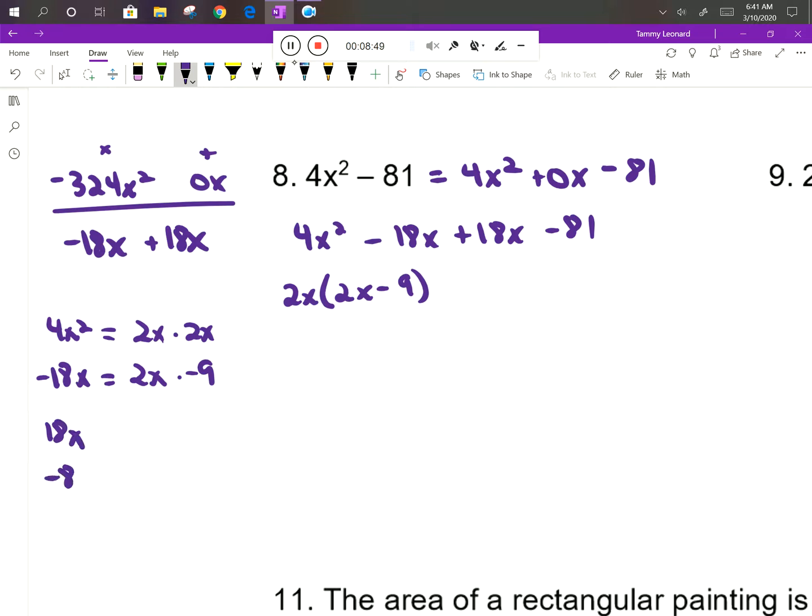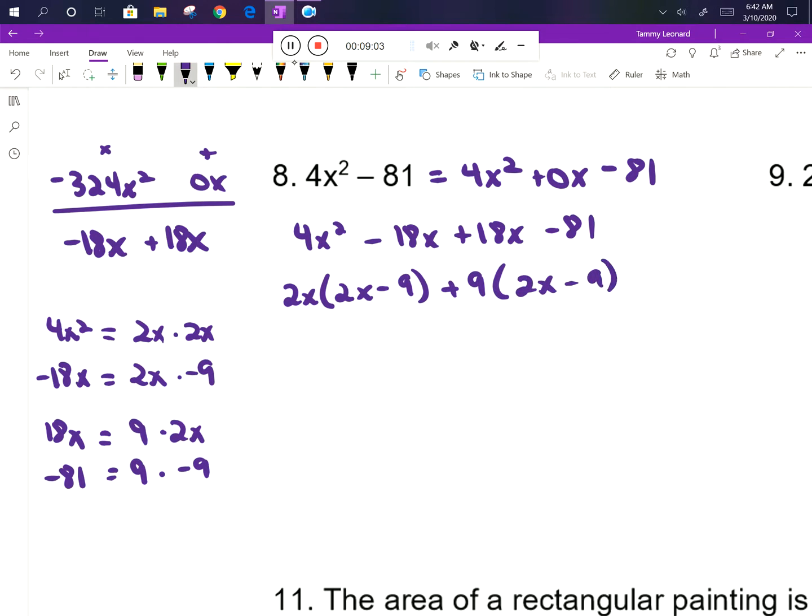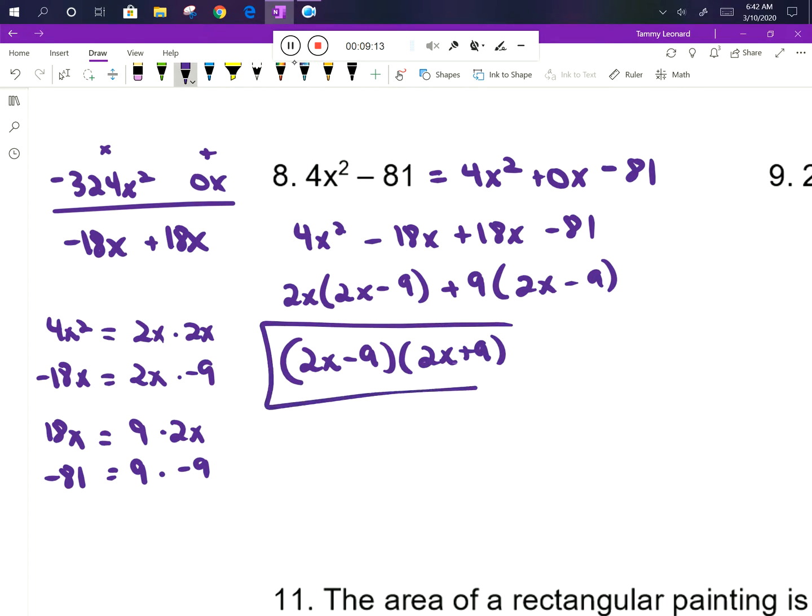18x and negative 81 have a 9 in common. So the top would have to be multiplied by 2x and the bottom by a negative 9. So I'm factoring out a positive 9, leaving 2x minus 9 in common. They share that binomial of 2x minus 9, and that leaves behind a binomial of 2x plus 9.